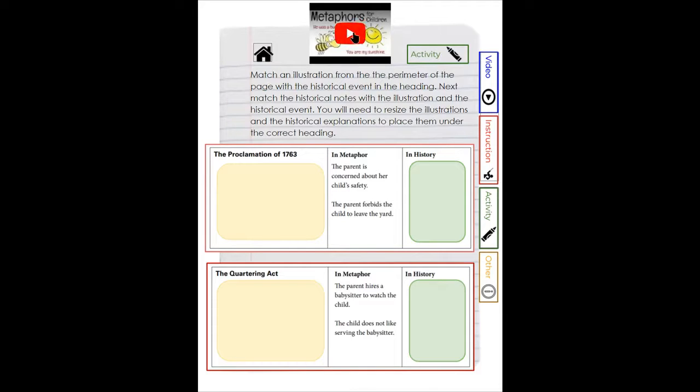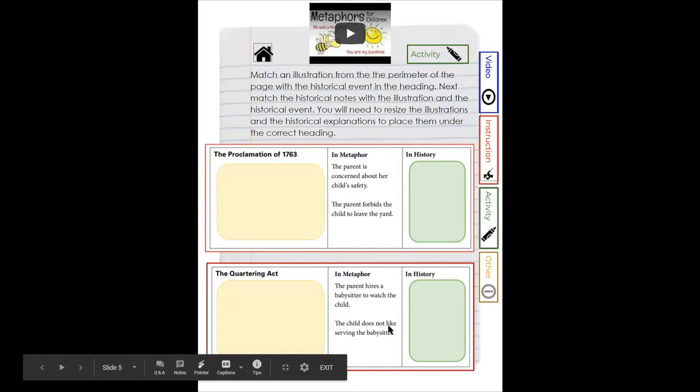So again, we're talking about some metaphors. This will give you more background information about metaphors. So in this metaphor for the Proclamation of 1763, the parent is concerned about the child's safety. The parent forbids the child to leave the yard. And in this metaphor, the parent hires a babysitter to watch the child. The child does not like serving the babysitter.